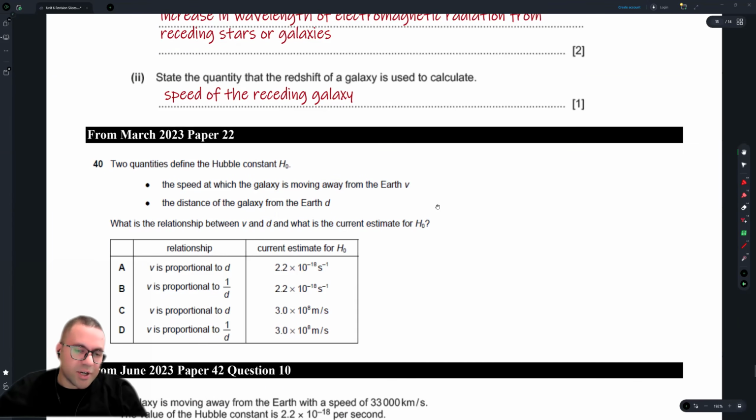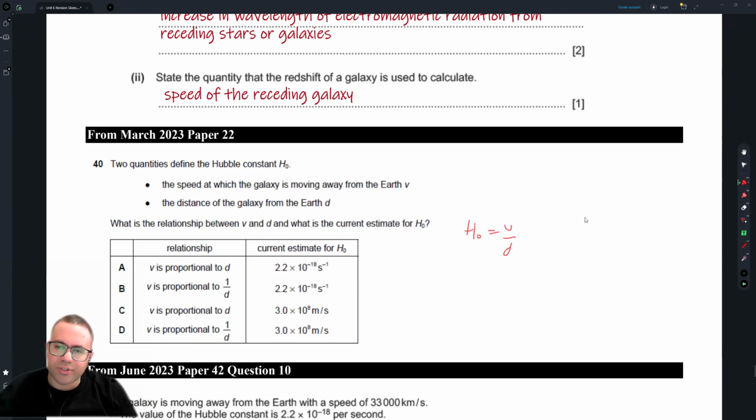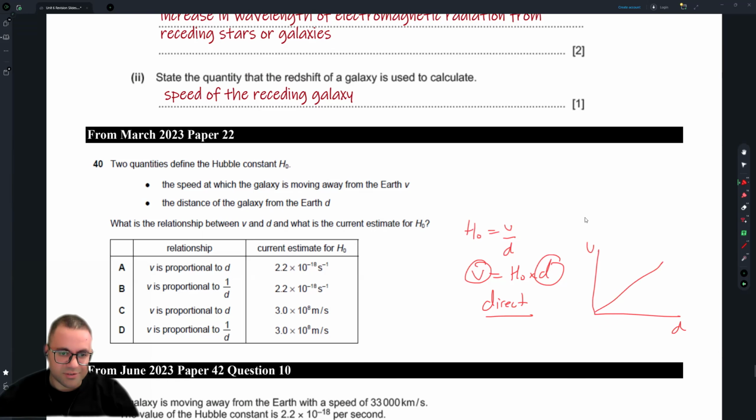Two quantities define the Hubble constant: the speed at which the galaxy is moving away and the distance of the galaxy. What is the relationship between V and D? Ooh, okay. Hold on. H equals V over D. So it's tough to see the relationship when they're on the same side. So let's make V the subject, for example. So V equals H times D, which means V and D are what? Directly proportional. Like I can even plot a graph of D and V and it'll give us a straight line. So they're directly proportional. So it's either A or C.